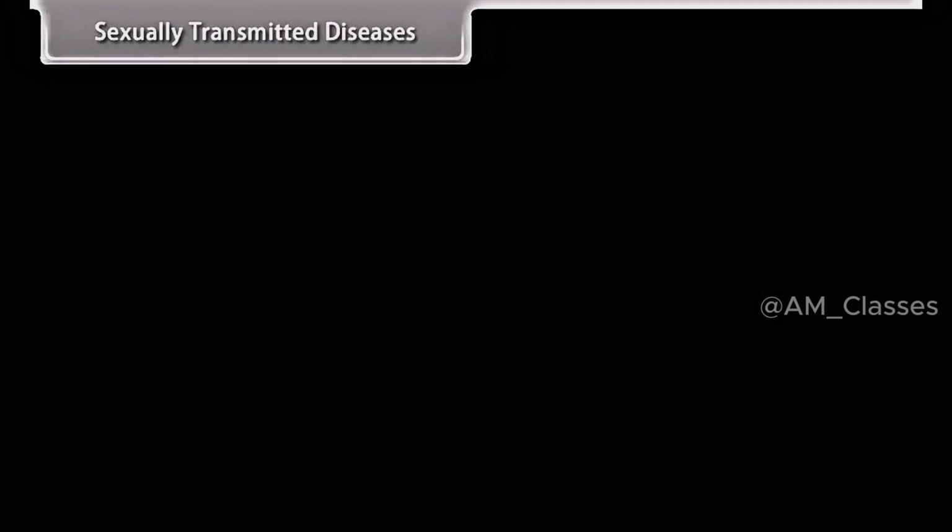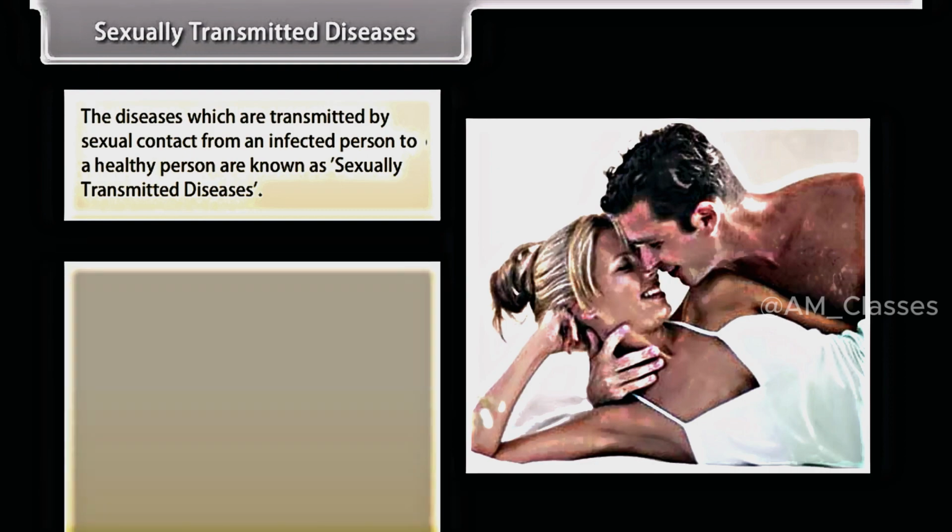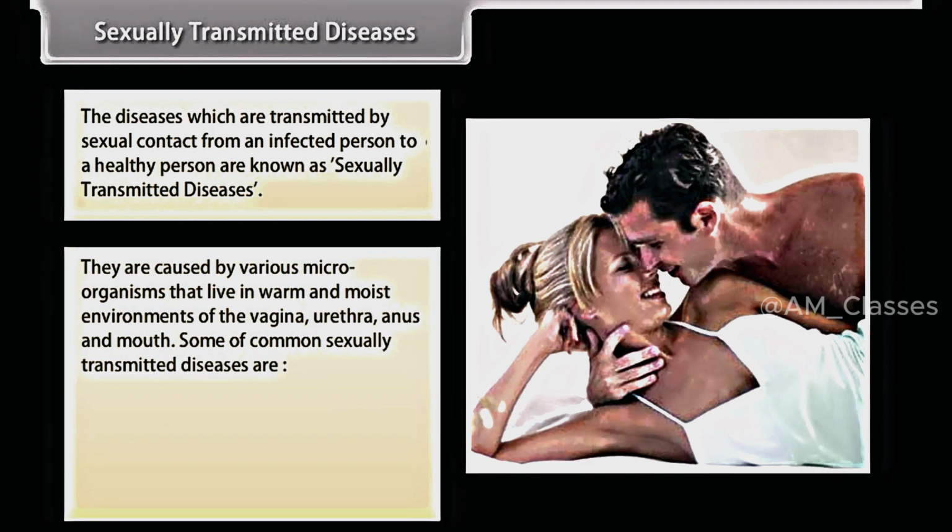Sexually transmitted diseases. The diseases which are transmitted by sexual contact from an infected person to a healthy person are known as sexually transmitted diseases. They are caused by various microorganisms that live in warm and moist environments of the vagina, urethra, anus, and mouth. Some common sexually transmitted diseases are gonorrhea, syphilis, trichomoniasis, and AIDS.